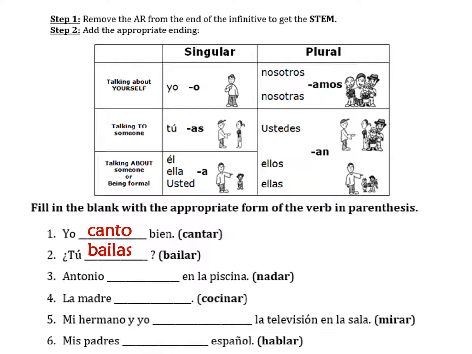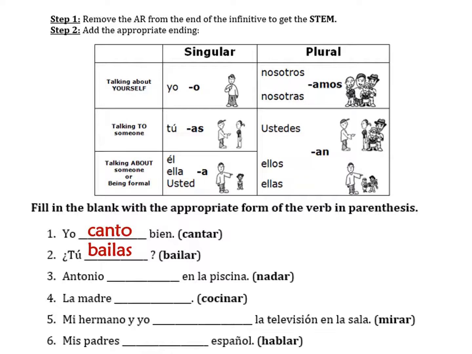Okay, number 3 is a little different from number 1 and number 2. So again, first we take a look at our verb in parentheses, which is nadar. Step 1, remove the AR to form nad. Please write nad on the line. Step 2, add the appropriate ending. Again, we need to look at who we're talking about. And in number 3, we have a person's name, Antonio.